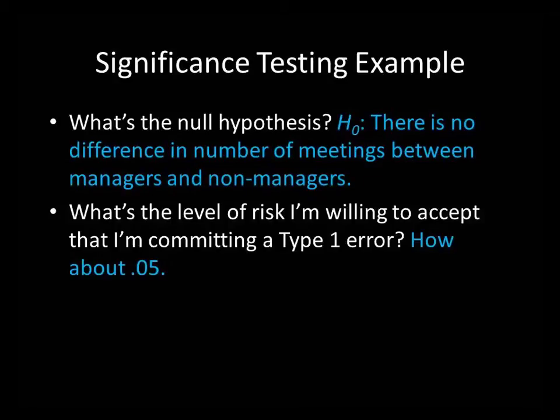So the next question that we need to ask is, what's the level of risk that I'm willing to accept that I'm committing a type 1 error? How about 0.05? Why 0.05, you might ask? Well, 0.05 is simply what's conventional within most research of this nature. You can also use 0.01 for a more conservative type of test, but 0.05 is what's used quite commonly.